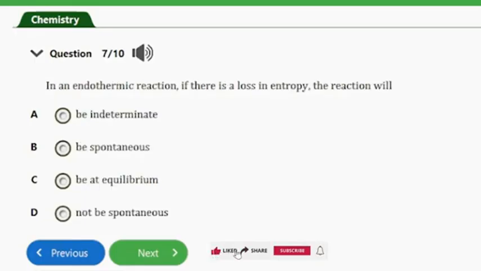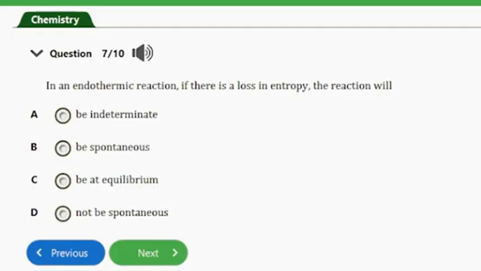So let's look at the next question, question number 7. It says, in an endothermic reaction, if there is a loss in entropy, the reaction will A. be indeterminate, B. be spontaneous, C. be at equilibrium, D. not be spontaneous.